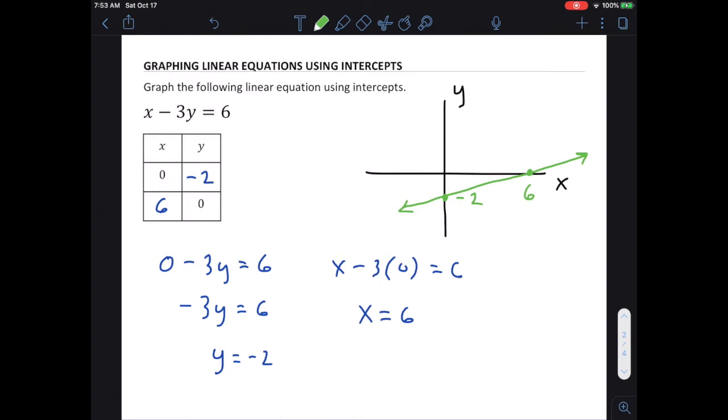Okay, so relatively straightforward, quick and simple, especially when you have an equation that is in standard form like this, because the x term disappears for one, the y term disappears for the other. Okay, so let's look at another example.